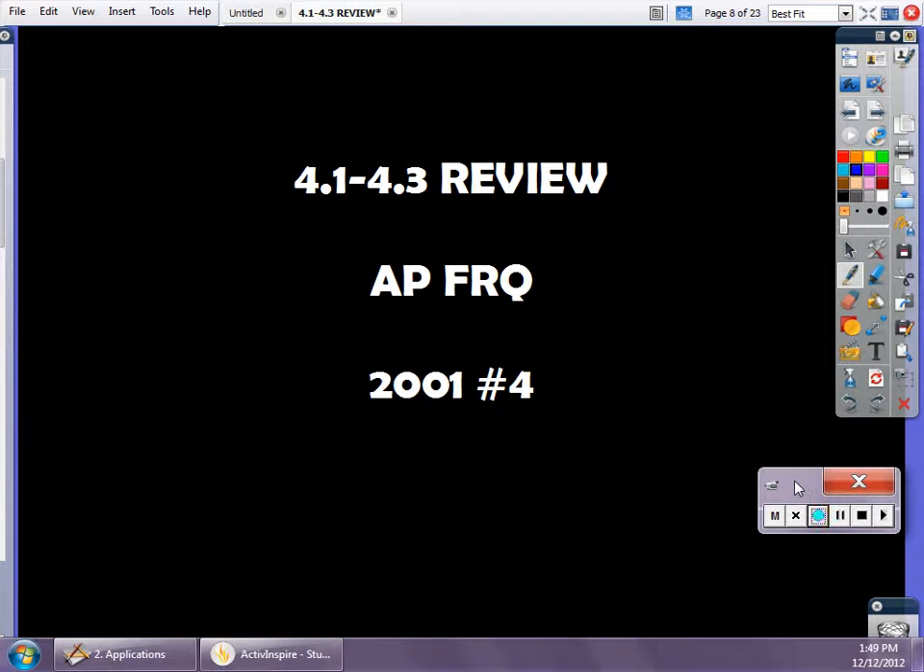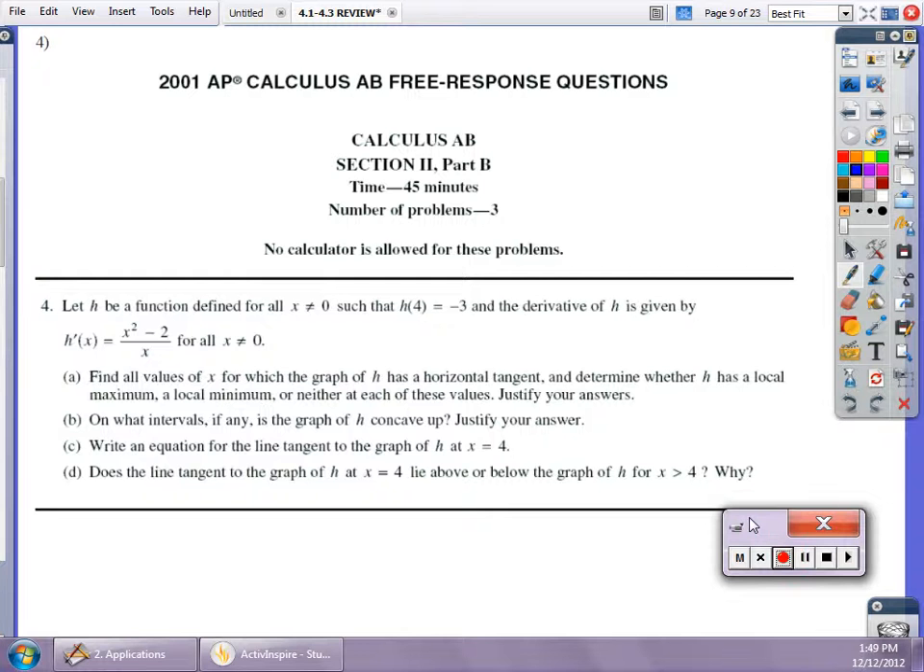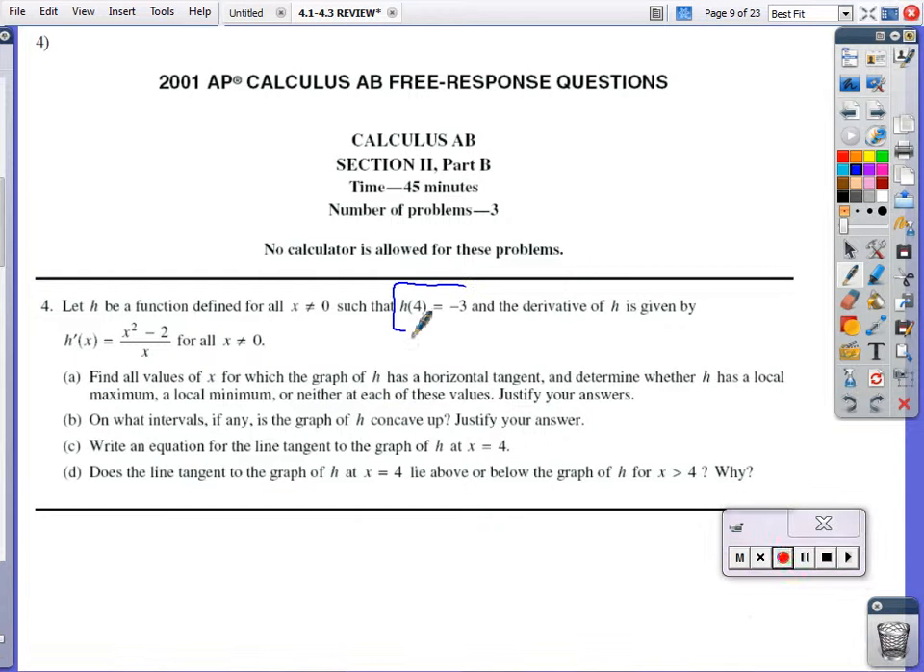So now I'm going to do 2001 number 4. That's on page 53, I believe. Take a look. So we have an h function defined. They give us one h value. X can't equal 0, and the derivative is given. So let's start off with part A.